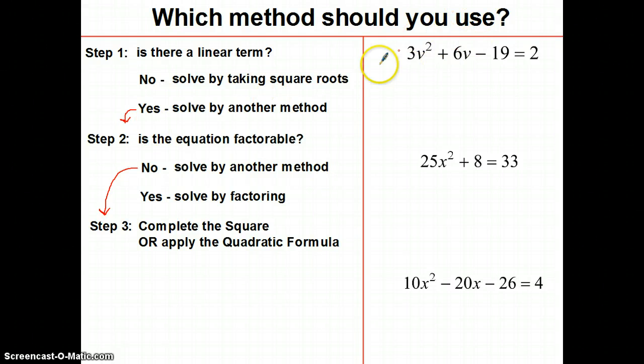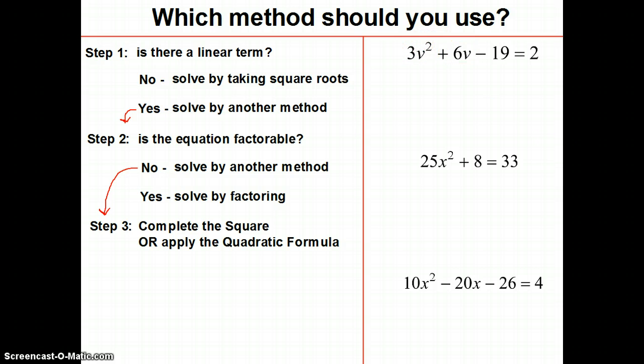So on the right, I'm going to go through and check which method I should solve each of these by. I won't actually solve them, I just want to verify which method I should use. So question 1, is there a linear term? Here there is. We're looking for the term raised to the first power. Here 6v is linear while 3v squared is quadratic because of that exponent of 2.